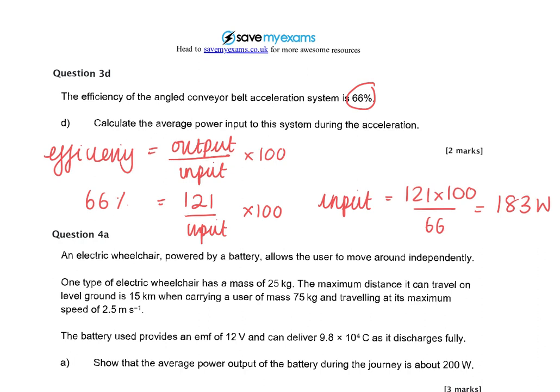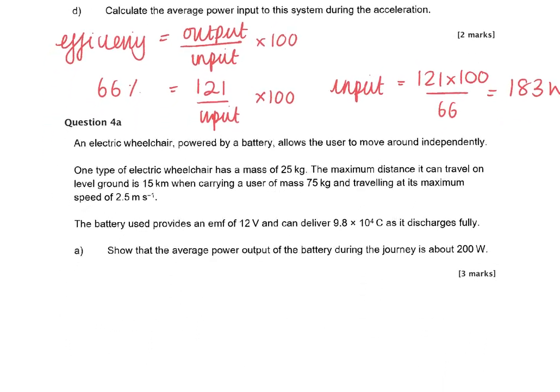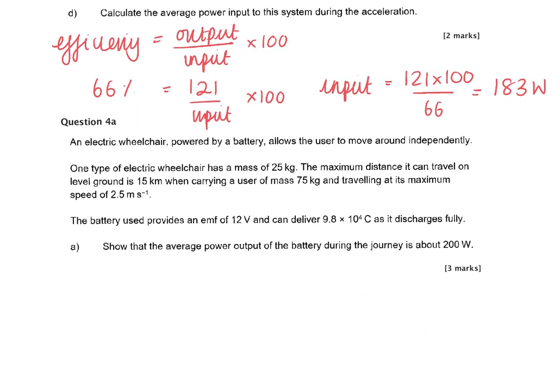Question 4a is about an electric wheelchair powered by a battery. There's a load of information there, but we don't need a lot of it for part A. So for part A, we're going to show that the average power output of the battery is about 200 watts. So we're going to use an equation which we certainly haven't used yet in Unit 1. I'm not really sure where it comes up.